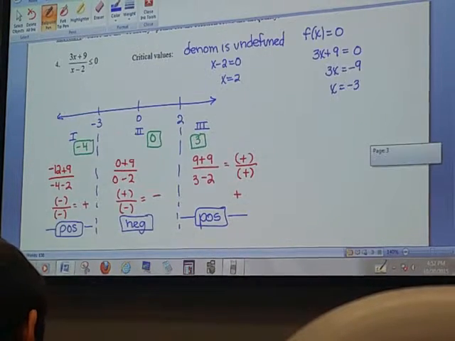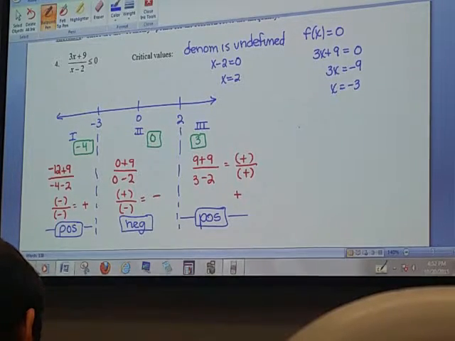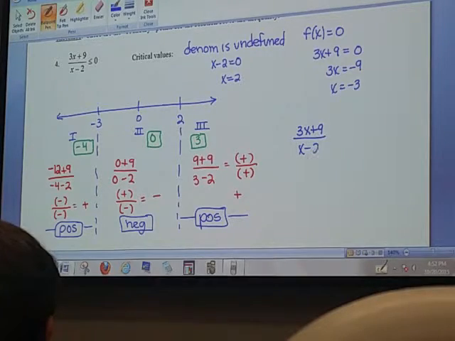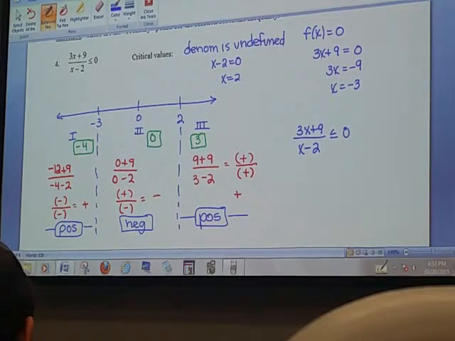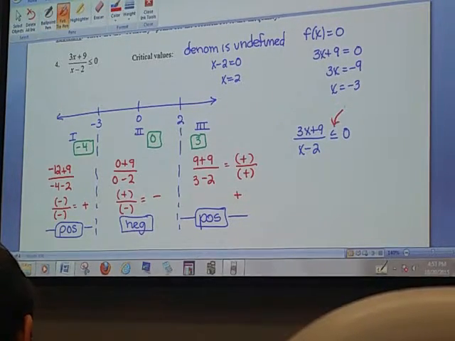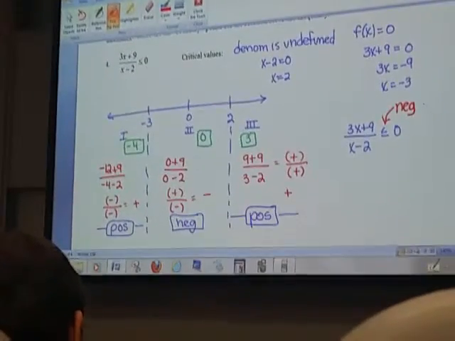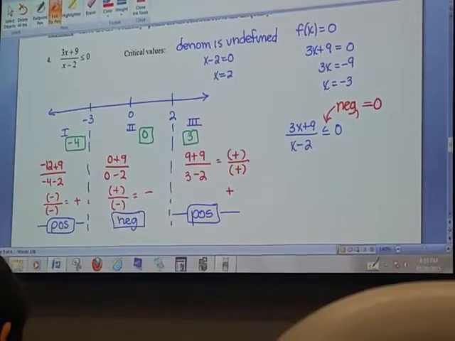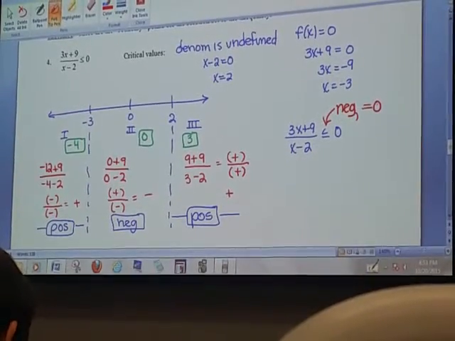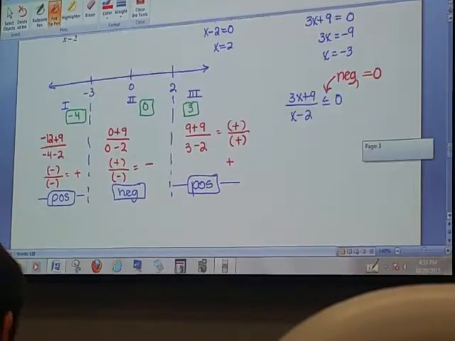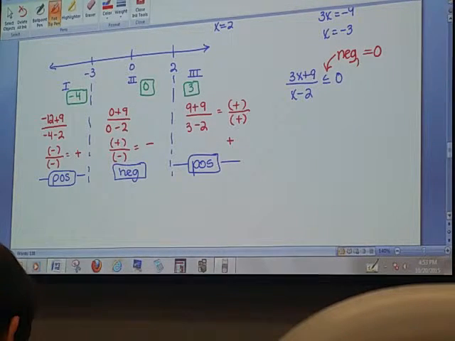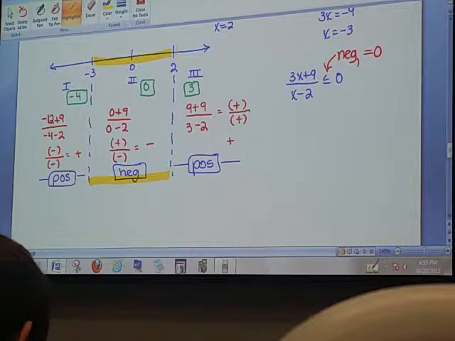And now I go back, same as before, and look at what my original one was. My original has to be negative or it has to equal 0. So that means I am looking for here to here. So it's from here to here.